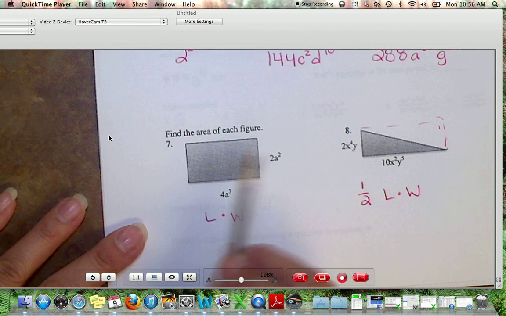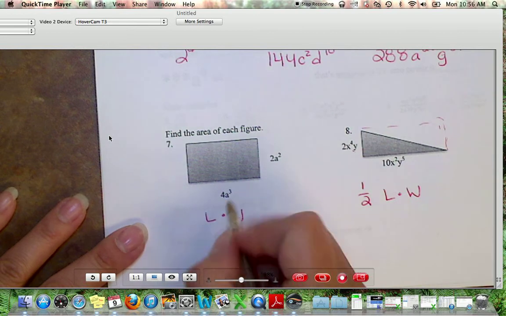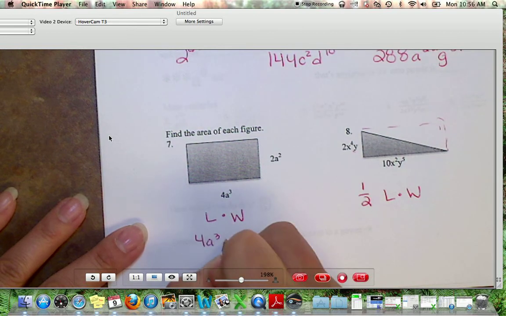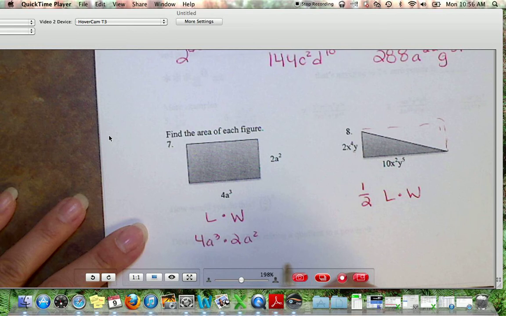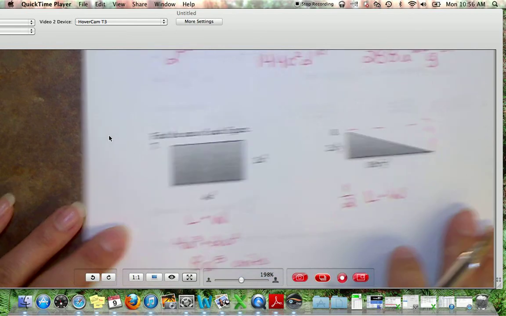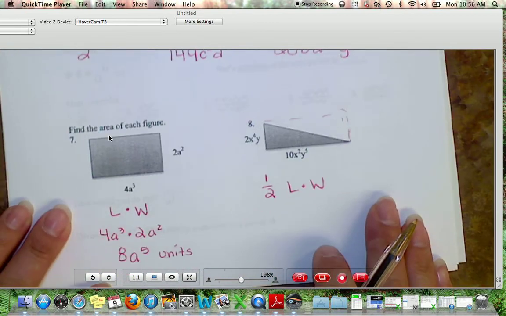Usually for these problems, the length and the width are actually pretty basic. So we're really only doing 4a to the 3rd times 2a to the 2nd. That's a multiplication problem. So we go a step down on the stair step, and we add the exponents. So we get a to the 5th, and 4 times 2 gives us 8. So that's going to be units, because we don't have a unit.